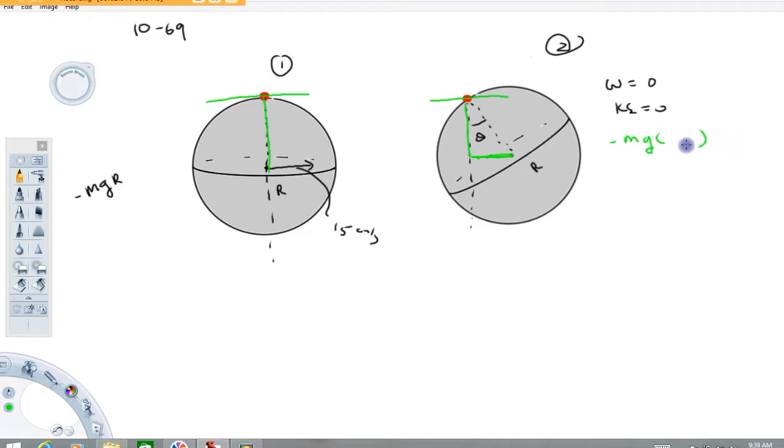I'm not going to give you the something. I'm going to let you figure this out. This is your homework problem. But again, the distance is r, and the distance you need for the potential energy term is adjacent to the angle theta.